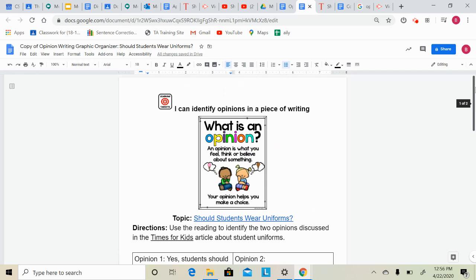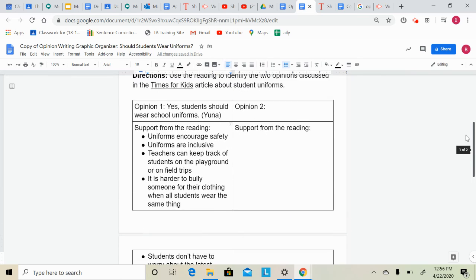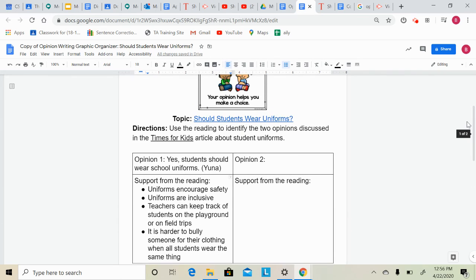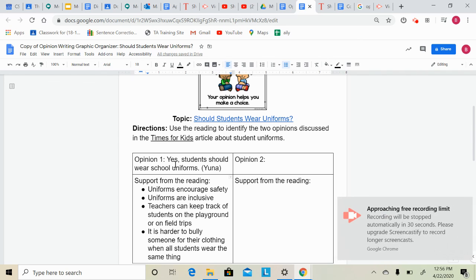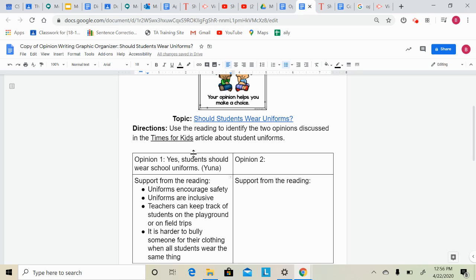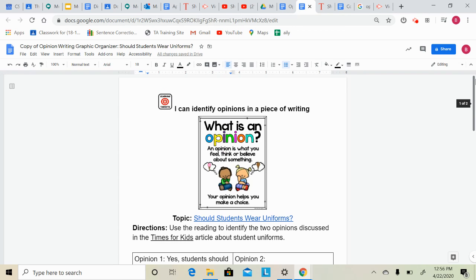But the big takeaway from this is for you to go through and complete the rest of this graphic organizer. The lesson that you should take away is, as a reader, to identify an opinion. First, go back into the reading and say, what is the opinion being stated? And then find support in the reading and put it in your own words. All right, that is our mini lesson for today on students wearing uniforms.